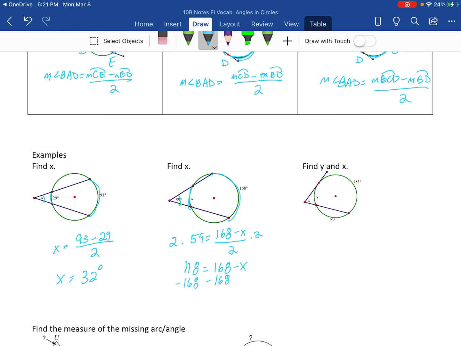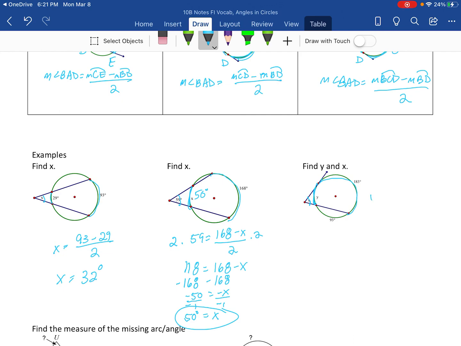You will never have negative angle measurement. I subtract 168. I end up with negative 50 is equal to negative x. I divide by negative 1. X is equal to 50 degrees. Okay, and then let's go to this one right here. So here's my angle, here's my arc, here's my other arc.